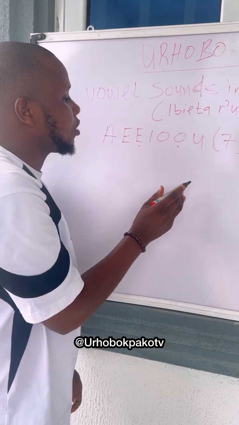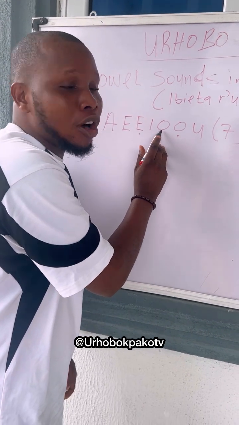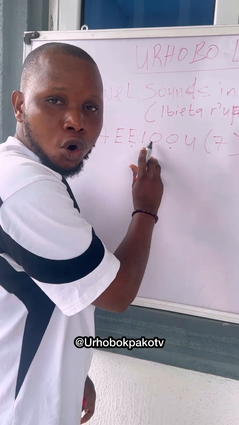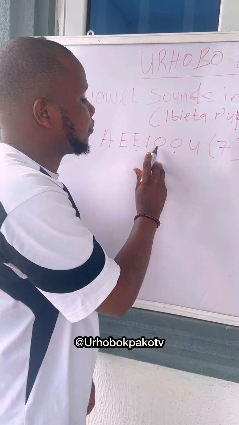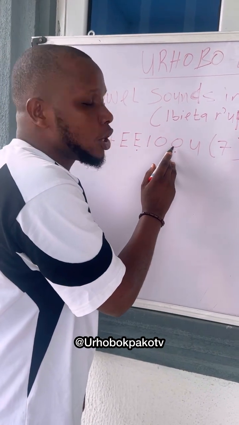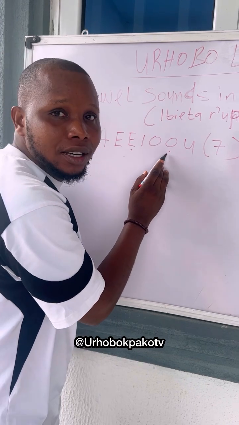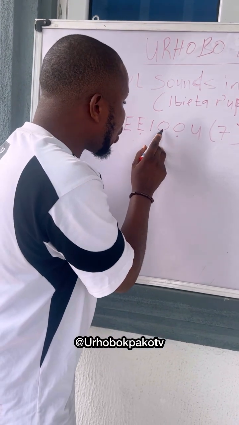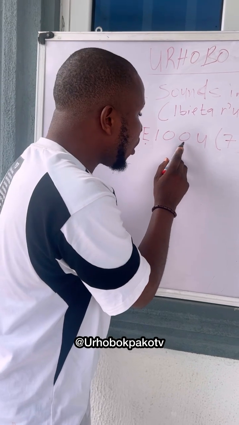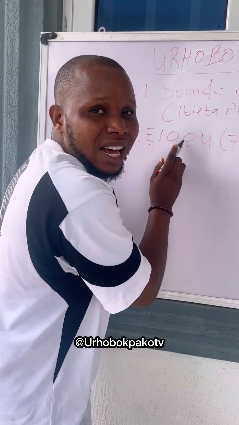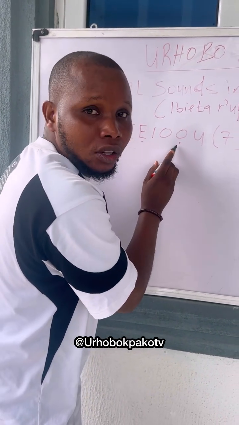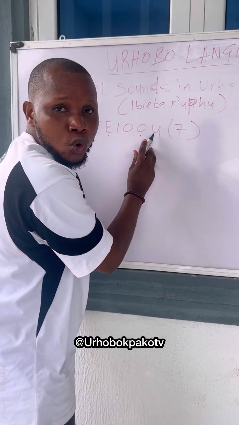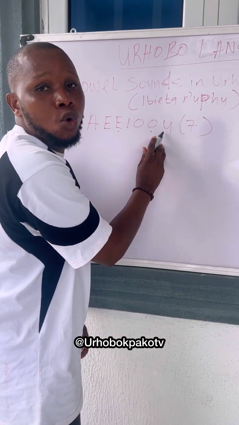In English language, it's called O, but in Urhobo language, it's called O. In Urhobo language, we have 2 O, but one carries a dot at the bottom, which changes O to O. This O is not pronounced as O because it carries a dot at the bottom. In English language, it's called U, but in Urhobo, it's called U.